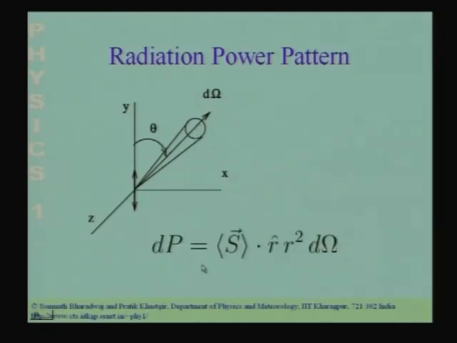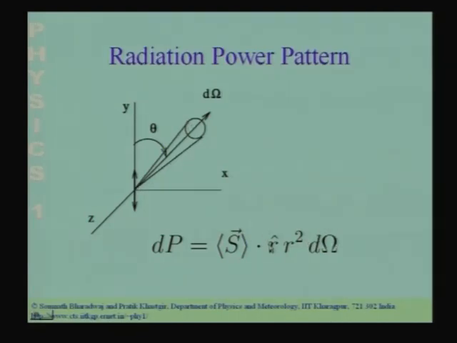So, we can calculate this as follows. Corresponding to this solid angle over here, there will be an area. The solid angle is d omega, and the area subtended by this solid angle with reference to the dipole is r square d omega, where r square is the distance to this point.